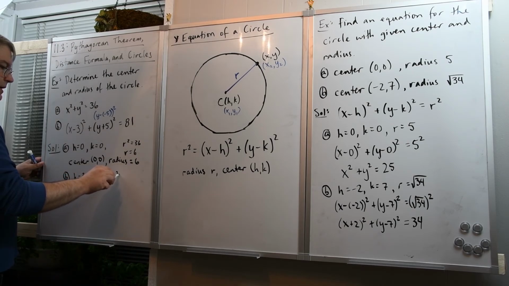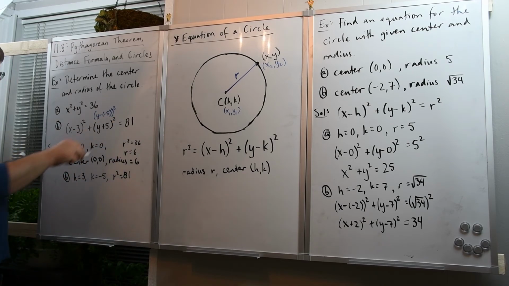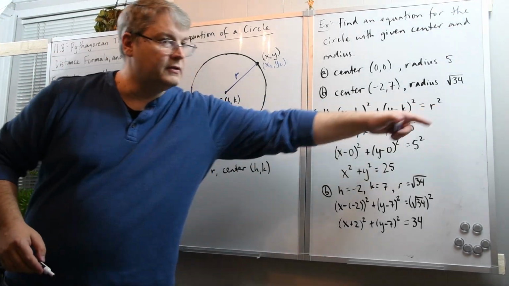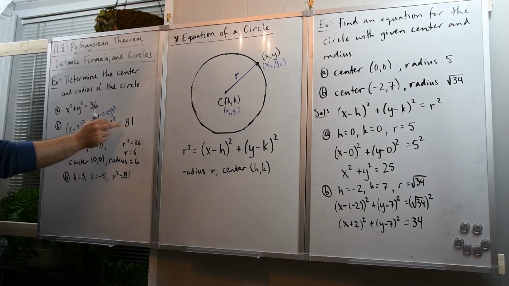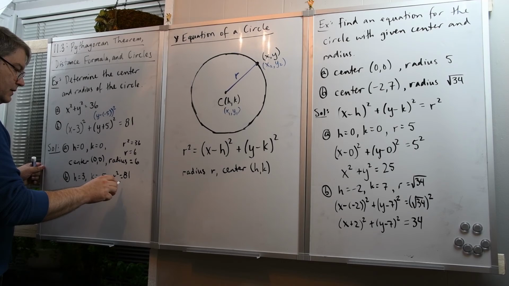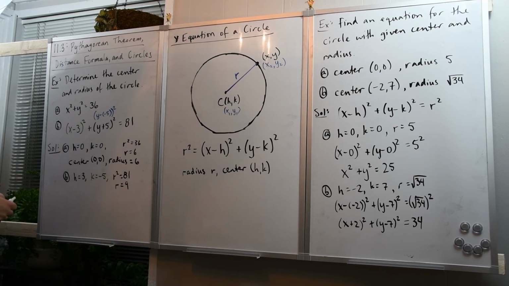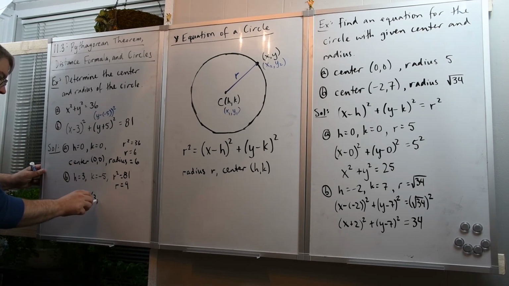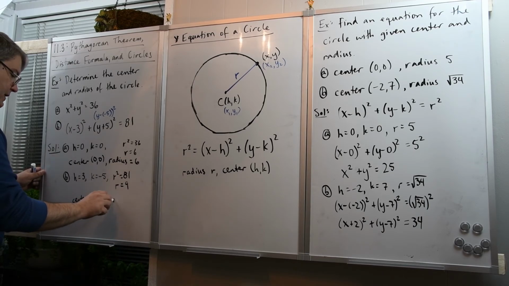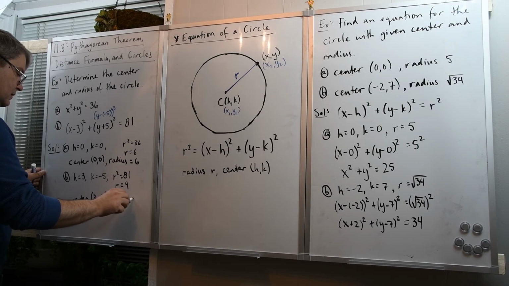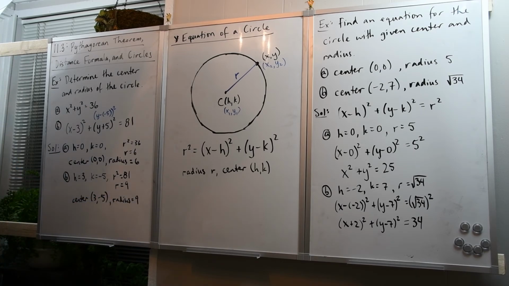We also have r squared as 81. So it's the right side of this equation. R squared equals the right side of this equation, 81, which means that r is equal to 9. Square root of 81 is 9. Now remember, the center has coordinates h and k. So 3 comma negative 5 is what we get for the center. And then the radius is equal to 9.